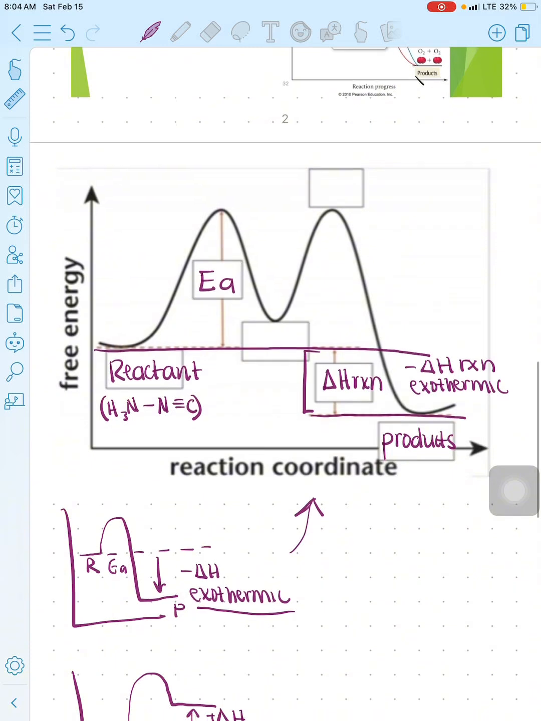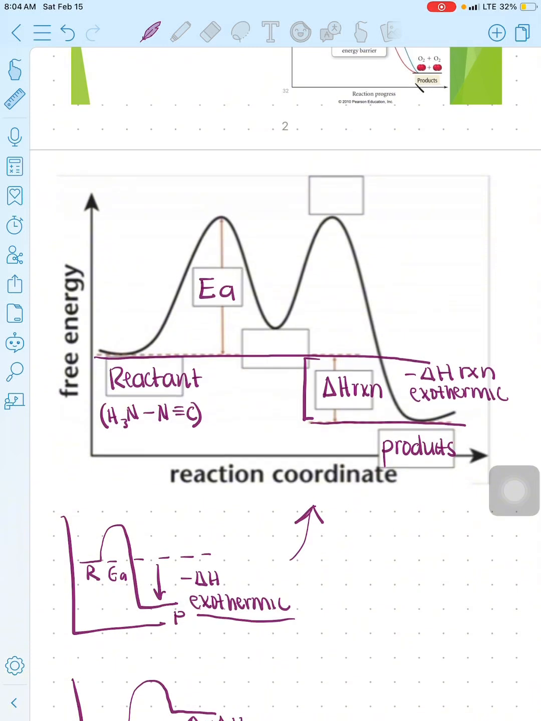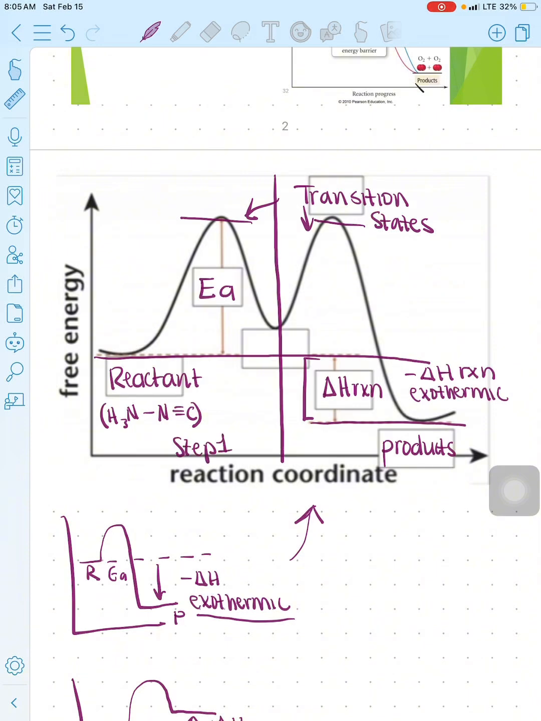Back to the original diagram, the box up here will be talking about the transition states. For this example, with there being two, it will be these two right at the top. To go into further detail, with the example I chose, this is a two-step mechanism. So I will show how there could be a step 1 and a step 2.